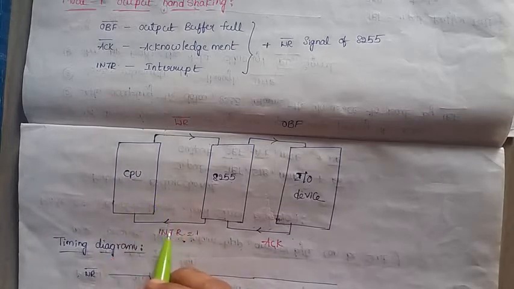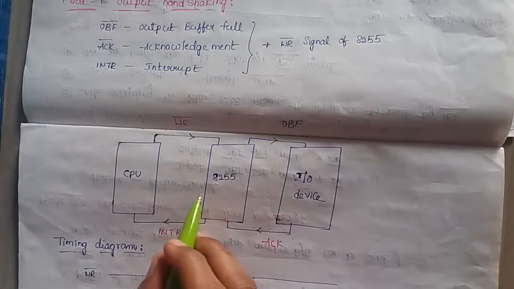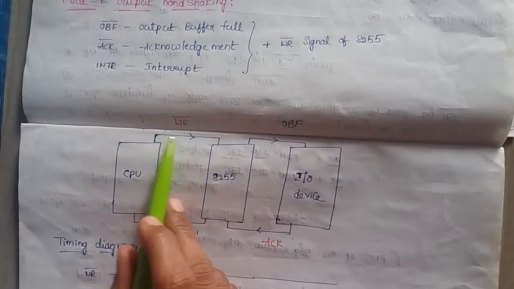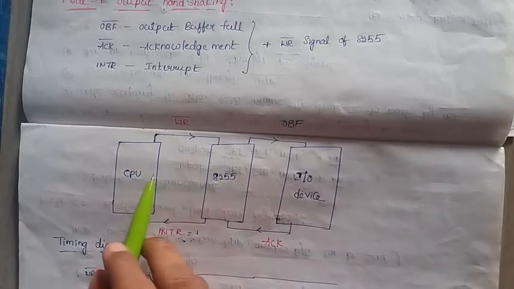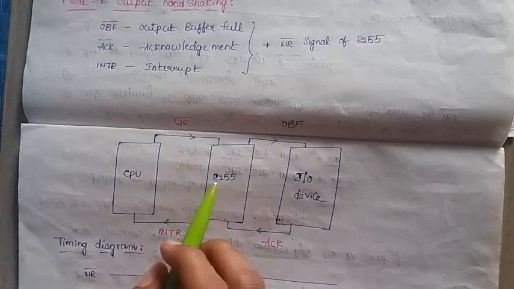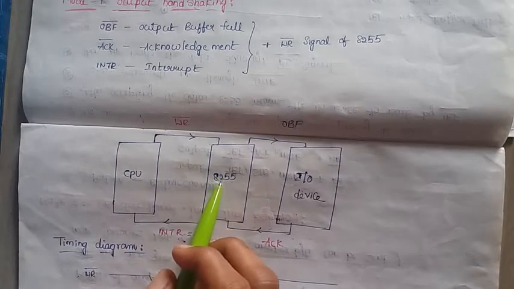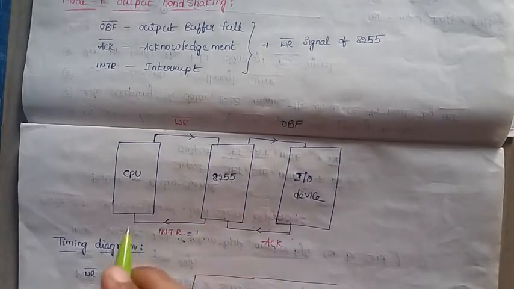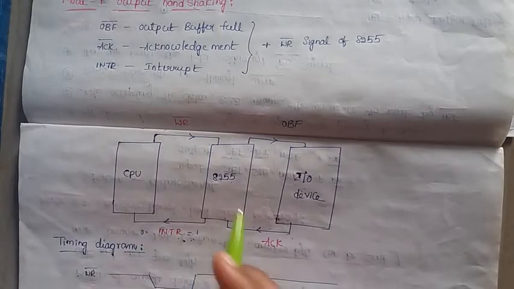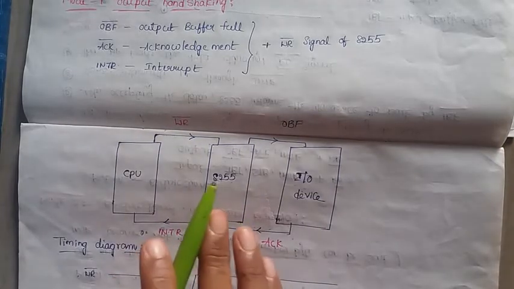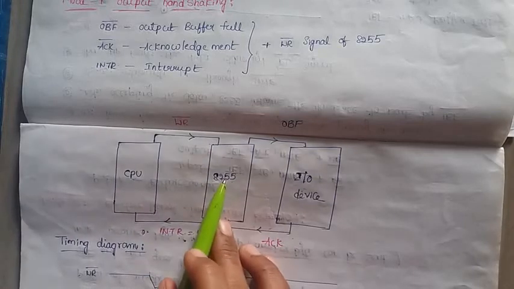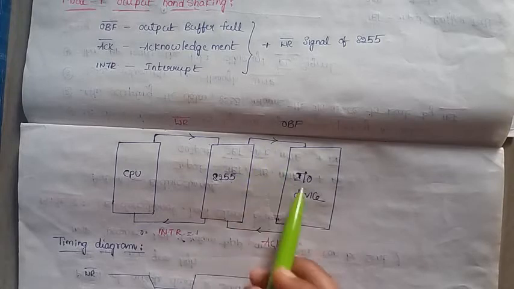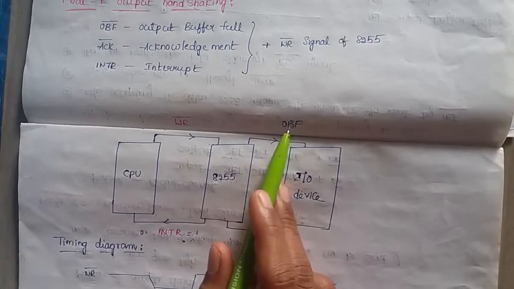After confirming the port is empty, the CPU sends the data to the 8255. Before sending the data, it sends the WR bar signal to the 8255. So now the processor sends the data to the 8255. After receiving the data, 8255 makes the INTR line 0. Now the port is not empty, it has some data. That data must be transferred to the IO device. Before sending the data to the IO device, 8255 informs the IO device by sending the signal OBF.